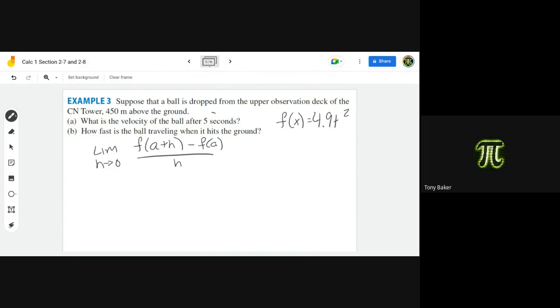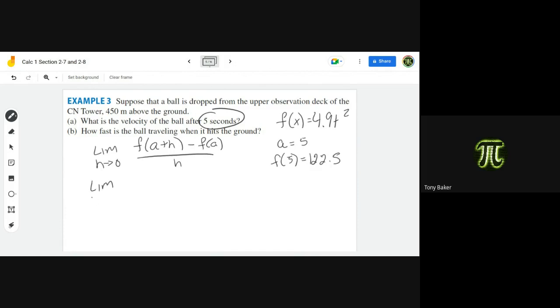All right, so we're looking at it in terms of 5 seconds. So a in this case is going to be 5. For those of you who plugged in 5, what's f of 5 going to be? Since most of you probably did that immediately just to see what the answer was going to be. What's the answer? What was it? Well, yeah, it's close to 125. 122.5, because that's f of 5. So we need that number.